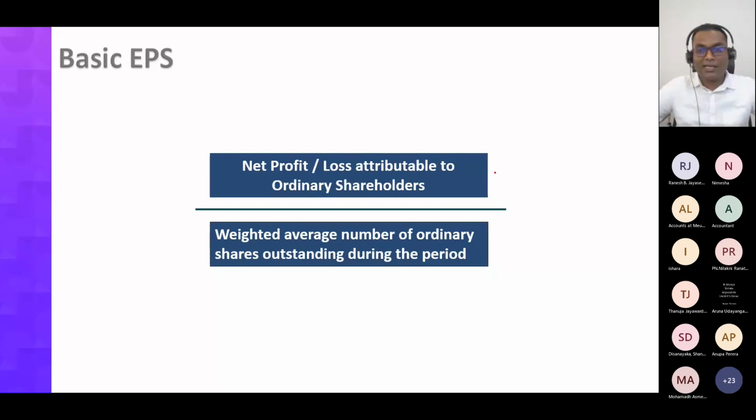So how do you get that? Normally you get the net profit. Out of that, you deduct the preference share dividends. Then you get the profit attributable to whom? Ordinary shareholders. You calculate the EPS only from the perspective of ordinary shareholders.